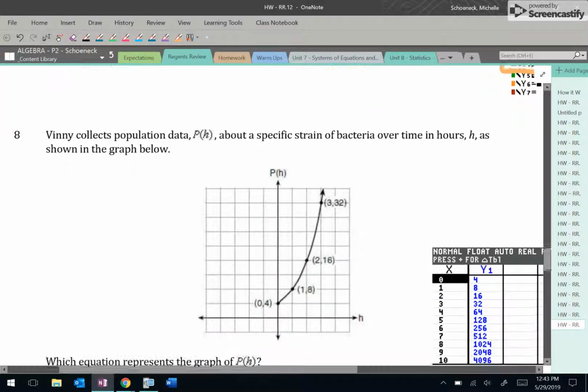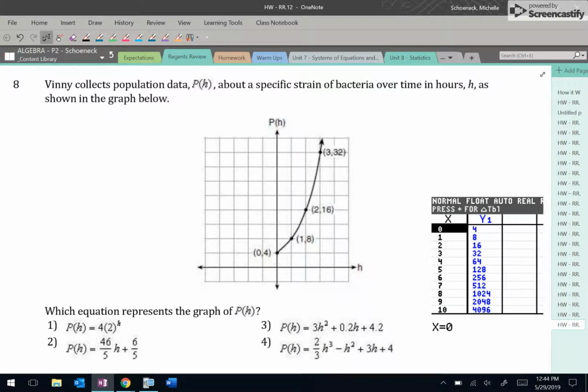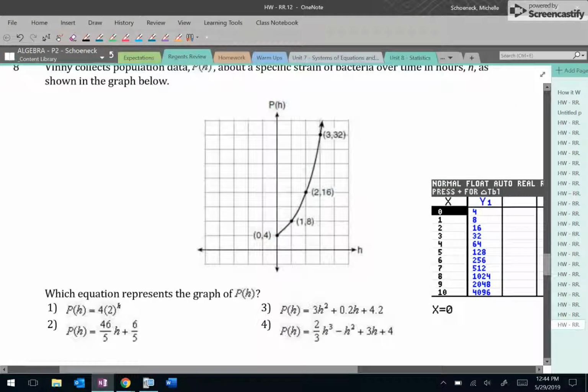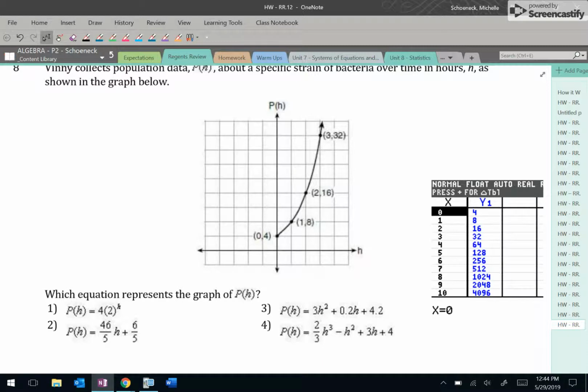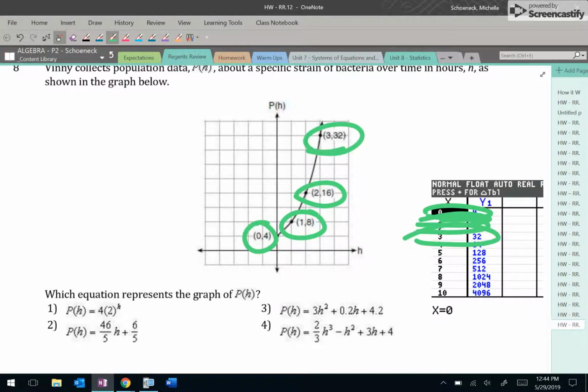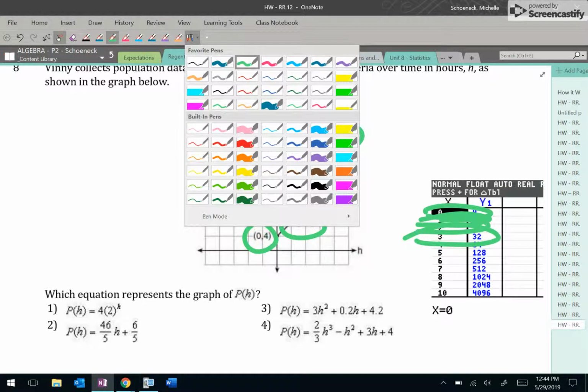Number 8, Vinny collects population data about a specific strain of bacteria over time in hours. There are 4 different equations or functions. Put them into y equals and find which one matches. There's the 0.04, 1.8, 216, and 332. That was answer choice number 1.